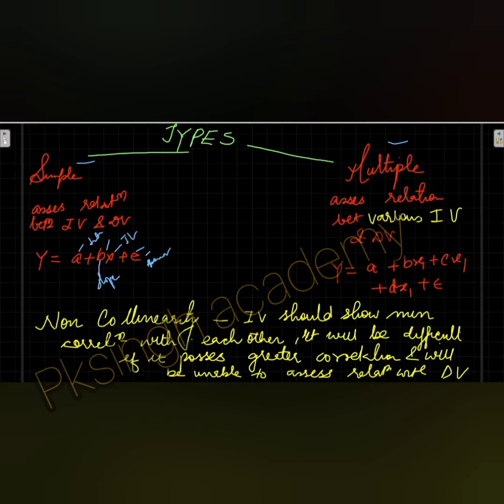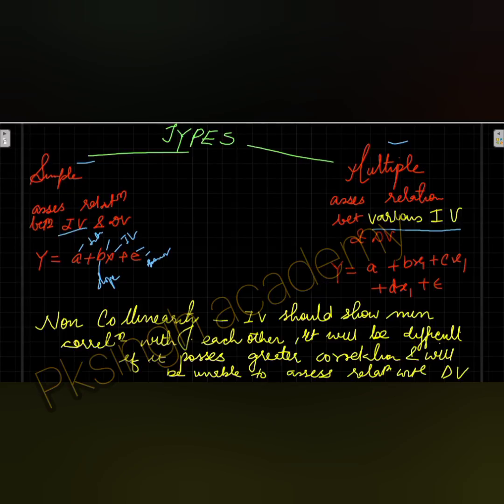In multiple regression, we assess the relationship between various independent variables. In simple regression, there is only one independent variable, but in multiple regression there are various independent variables, and the dependent variable is only one. Here the formula is written.